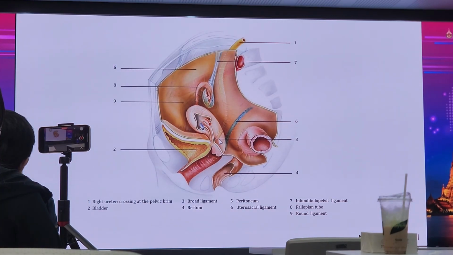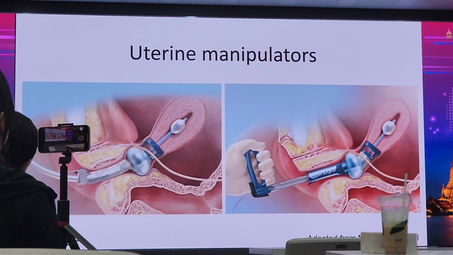And it goes down and crosses, water under the bridge. It goes below the uterine arteries and enters the bladder. And this is very important either for the abdominal approach or the laparoscopic approach.